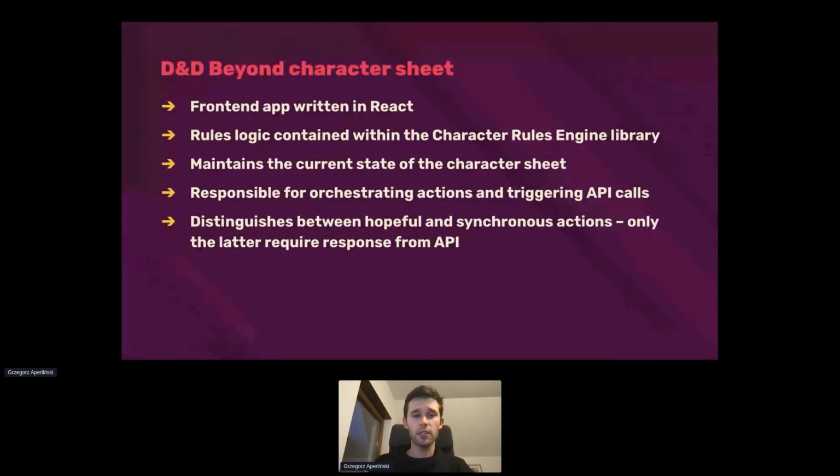It also distinguishes between hopeful and synchronous actions. So only the latter actually require a response from the API. The former modify the state locally, shoot an API call, and it can either succeed or not, but the local state already changes. And that's important in the context of handling offline use. So that's what we had at that point in time on the website.